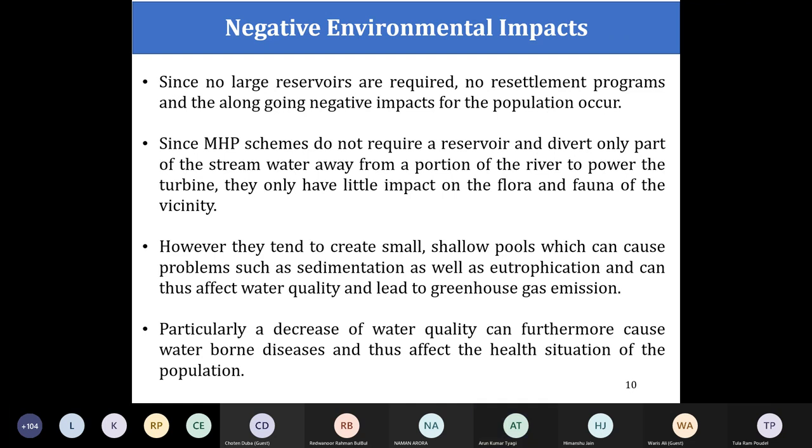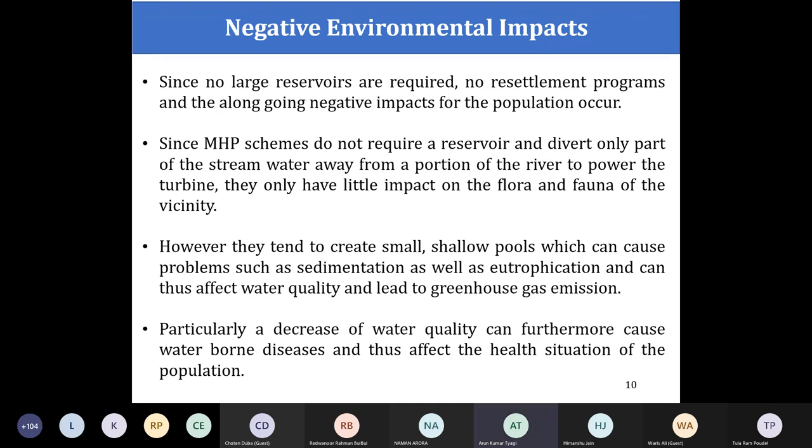Since micro hydro project schemes do not require a reservoir and divert only part of the stream water away from a portion of the river to power the turbine, they only have little impact on flora and fauna of the area. So you will find that very little impact on the flora and fauna of that area, of that river, is affected in terms of negative environmental impact.